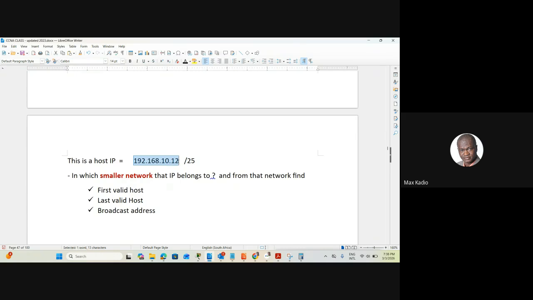It's what we're going to do. So in which smaller network or smaller room does this IP belong? And from that smaller room, find the first valid. So read this one, and we'll do that many times. On Thursday, we'll focus on that only.